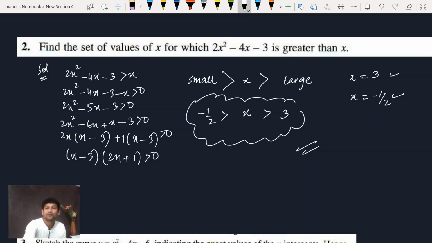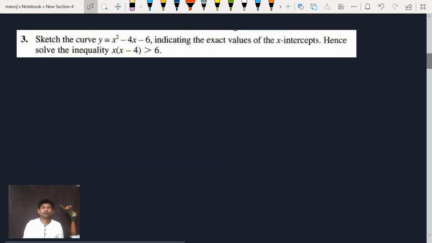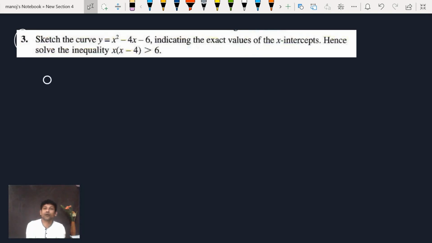Okay, moving to question number 3. In question number 3, they require us to sketch the curve. When we sketch the curve, I told you that we need the completing square method or making factors, indicating the exact values of the x-intercept, which means you're talking about the roots. Okay, what do I do? y is equal to x squared minus 4x minus 6.